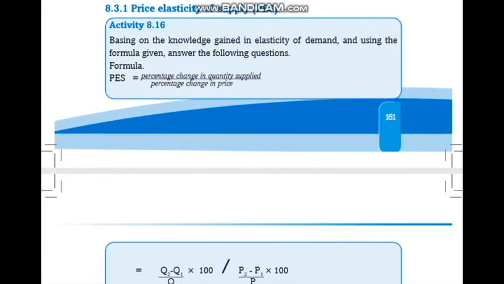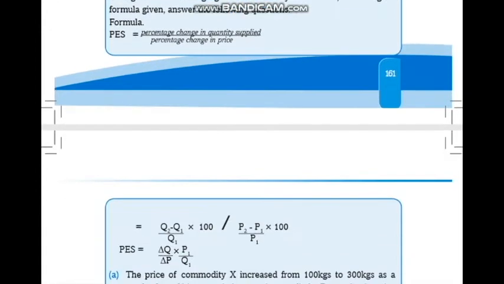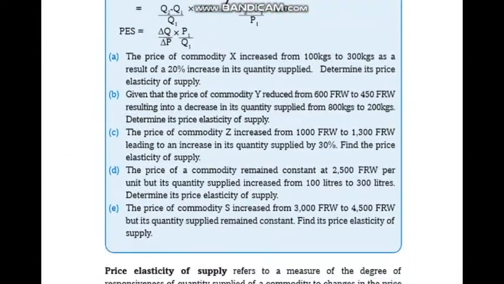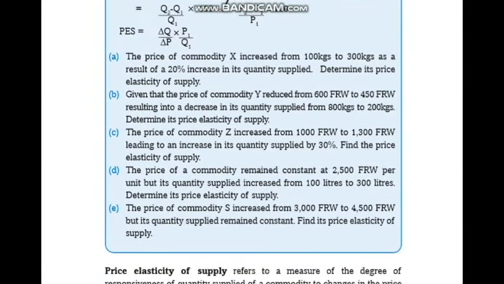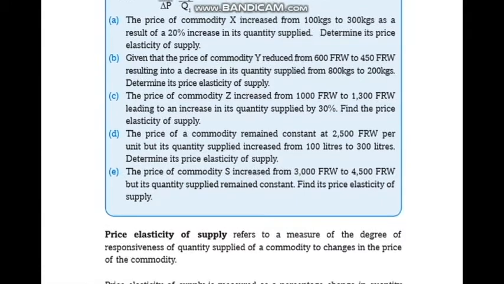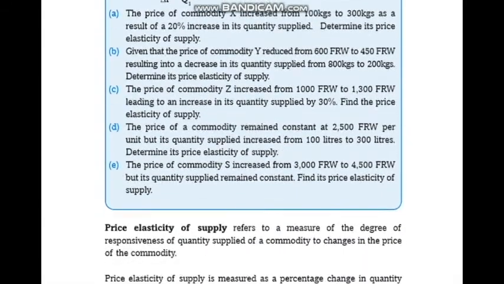Price elasticity of supply. This is an example. It is calculated by using the formula: percentage change in quantity supplied over percentage change in price, as indicated in this activity. So price elasticity equals change in quantity over change in price times P1 over quantity 1.